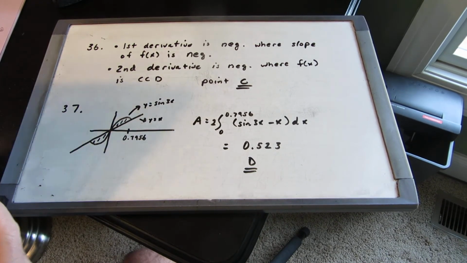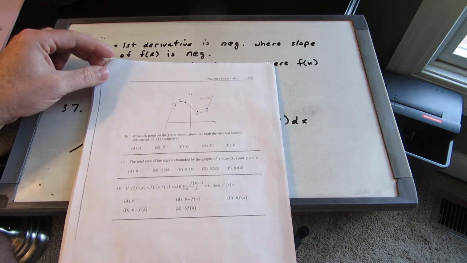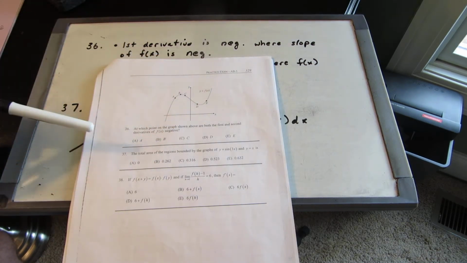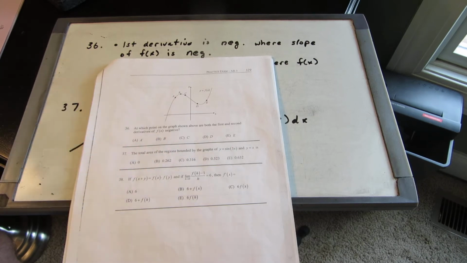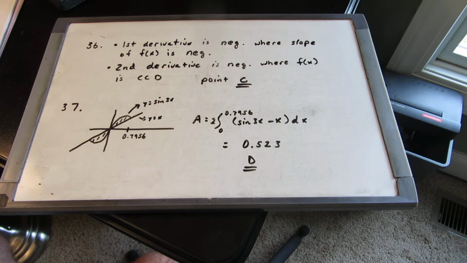Okay, in the last video we left off with number 36, so I don't know if you can see that, but number 36 we've got a graph, right? And it says, at which point on the graph shown above are both the first and second derivatives of f of x negative? Okay, so I've already written it out here.